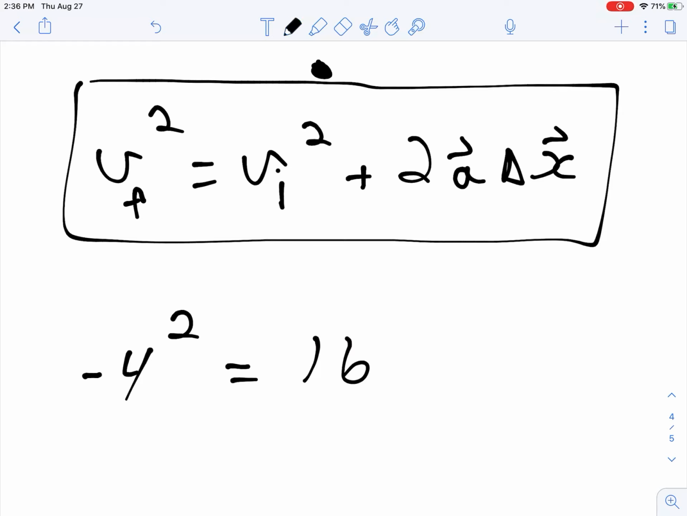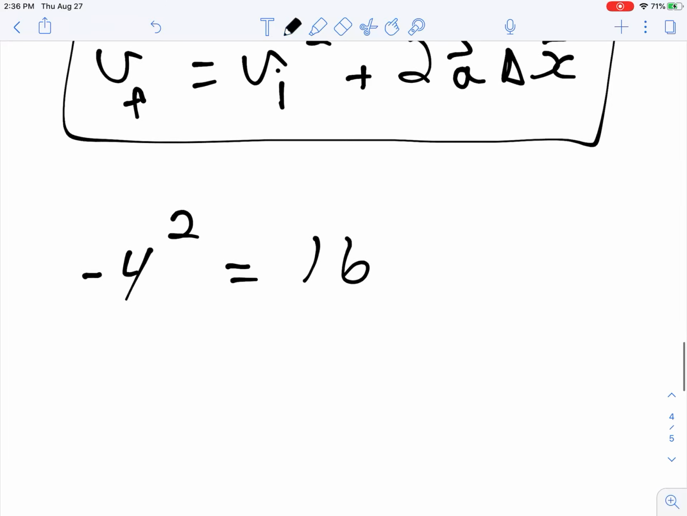Now, let's unsquare it. What is the square root of 16? Well, that equals positive or -4. Agreed?